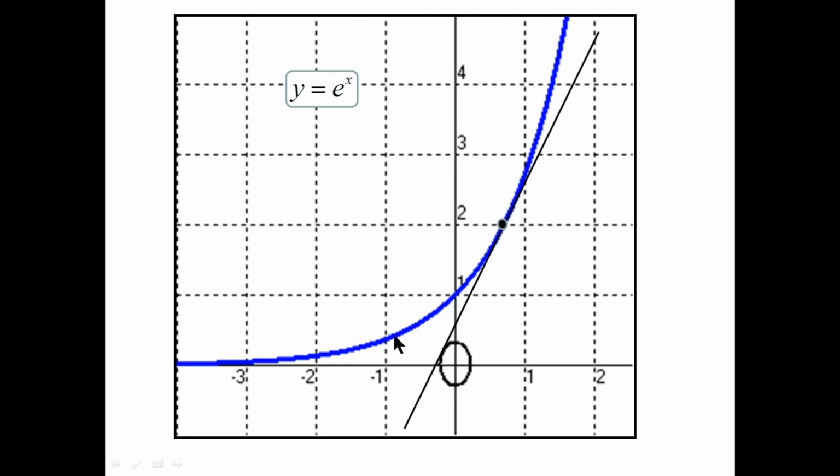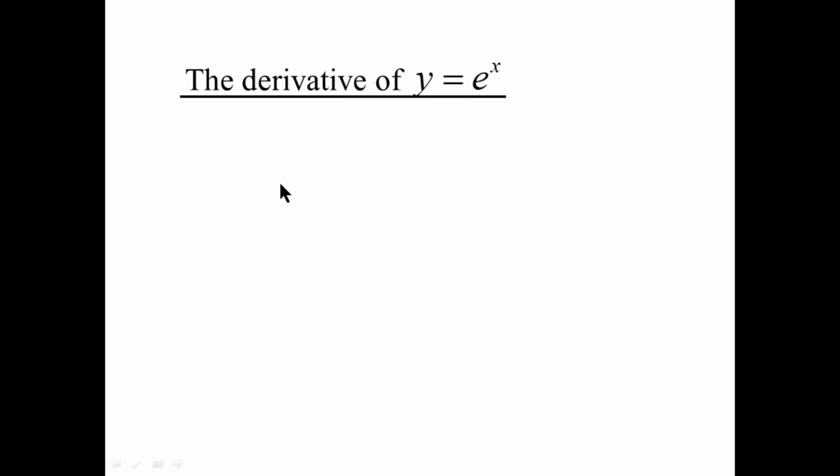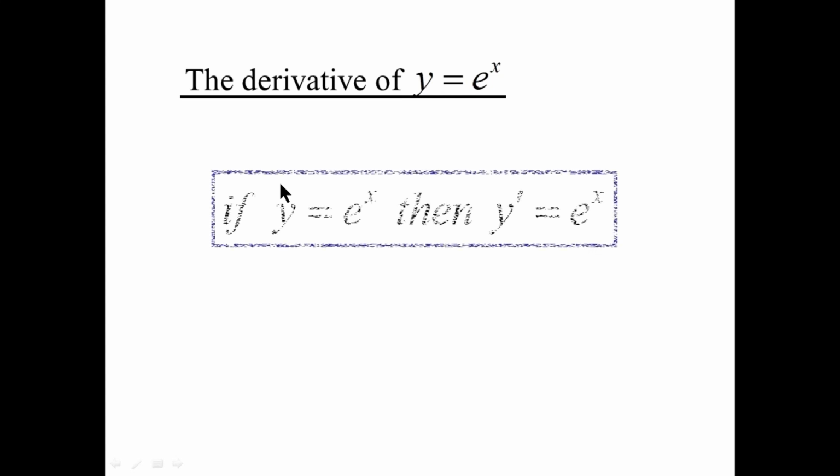And trust me, if the y value is a half, which is about at this point, the slope of the tangent would be 1/2, because the slope of the tangent to this curve, y equals e to the x, is the y value of that curve. And that is one of the reasons I think that e is very important, because it's its own derivative when it's the base of an exponential function. So the derivative of y equals e to the x: if y equals e to the x, then y prime equals e to the x. Very easy to differentiate.